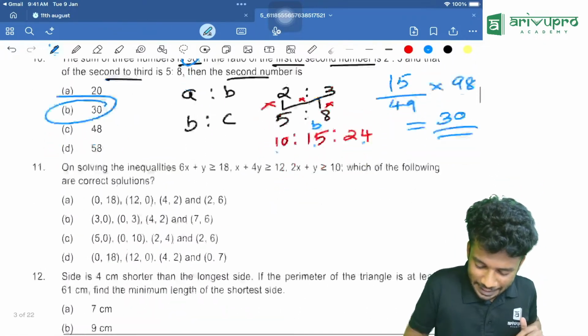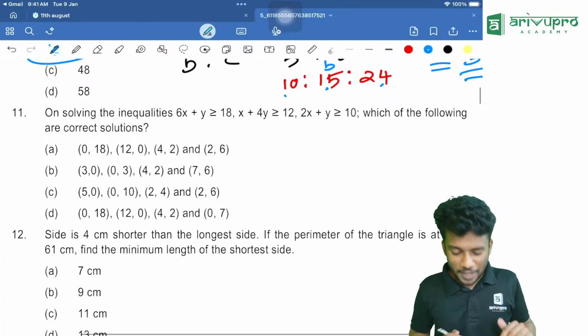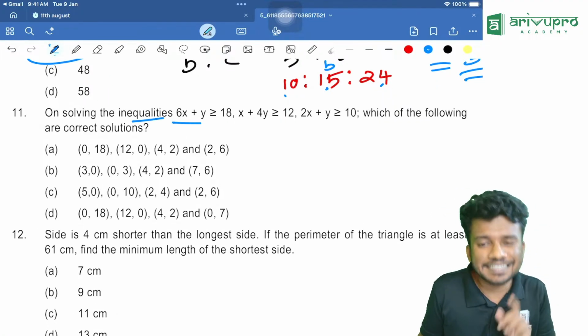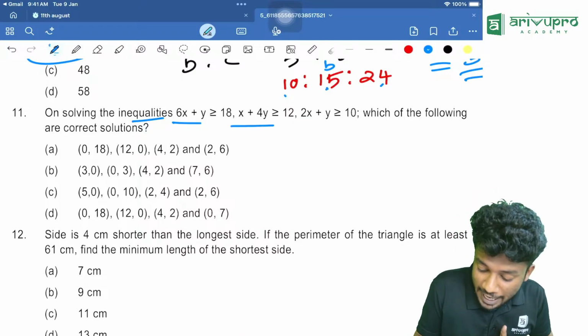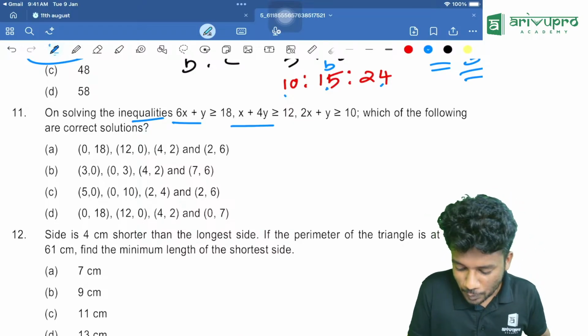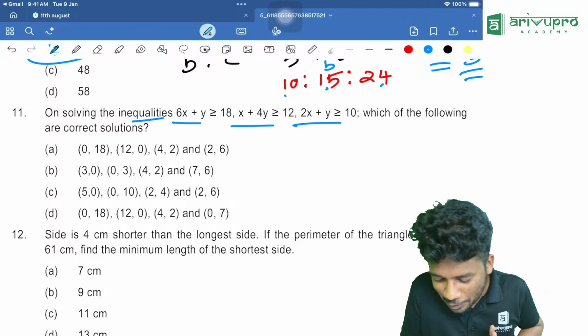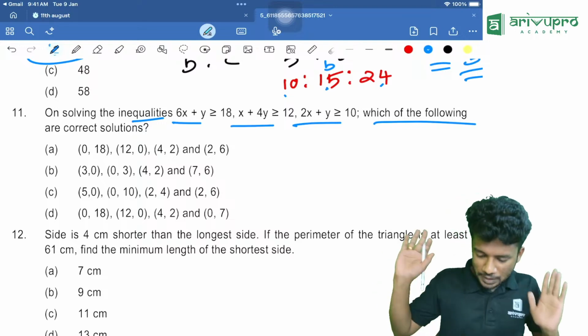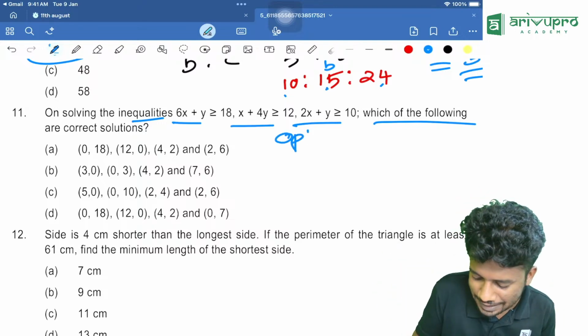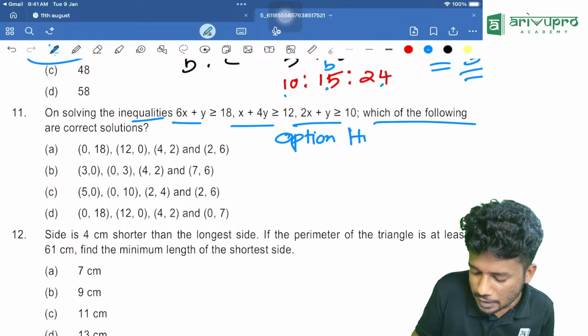Now the next one, another easy question. On solving the inequalities 6x plus y greater than or equal to 18, x plus 4y greater than or equal to 12, 2x plus y greater than or equal to 10, which of the following is the correct solution? The easiest method is option hitting. So we will option hit. I'll show you how to option hit.